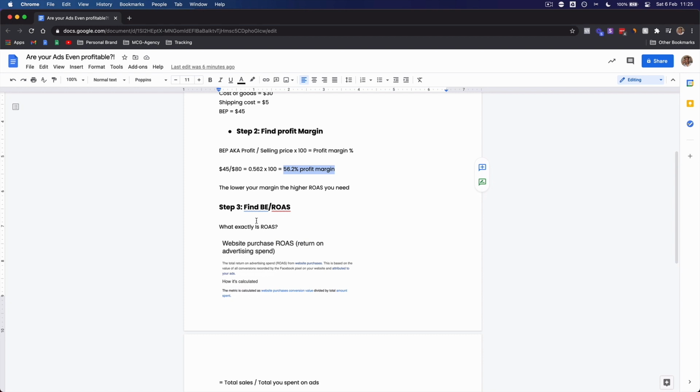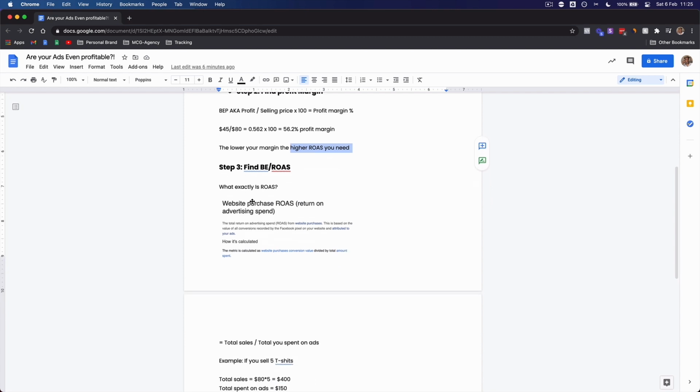There are ways around this, of course, but as you can see, the lower your profit margins, I'll just say it again, the lower your profit margins, the higher ROAS you're going to need in order to be profitable and in order to actually break even as well. So step 3 is finding your break-even ROAS.